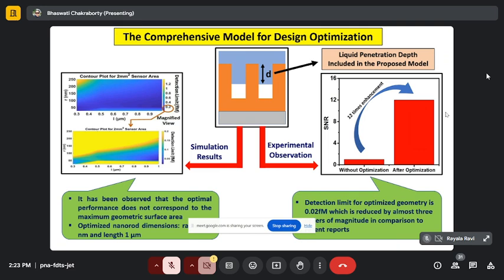And by this particular study, we get to see that the optimized dimension for the zinc oxide nanorod, which resulted in good sensitivity, was around 1 micron length and a radius of around 55 nanometer. And the detection limit that we can achieve with this particular arrangement was 0.02 femtomolar for PSA biomolecule detection.